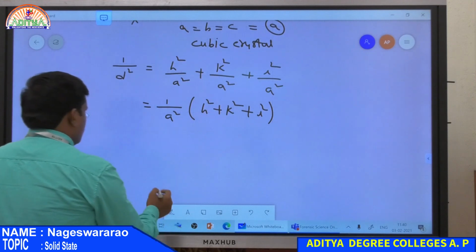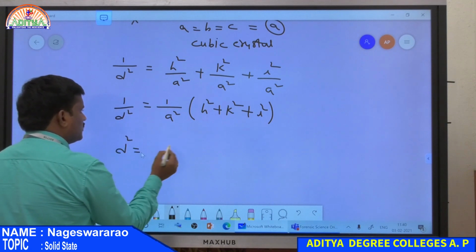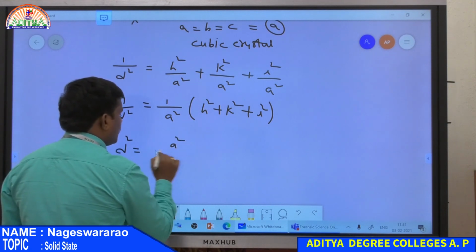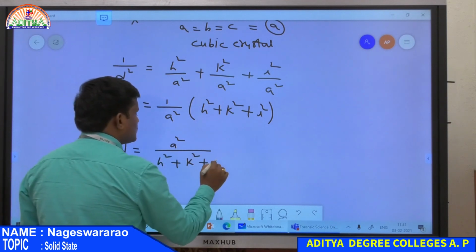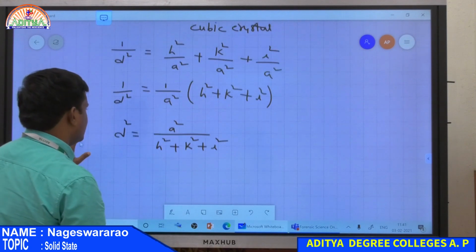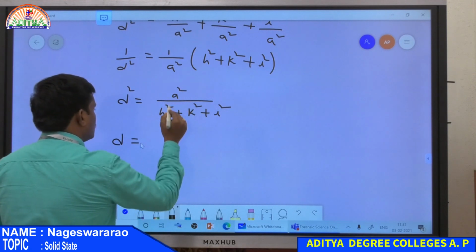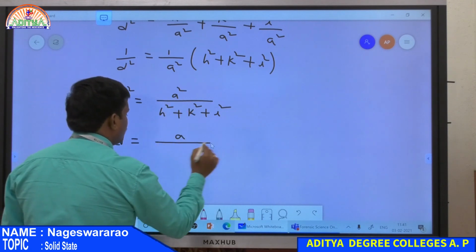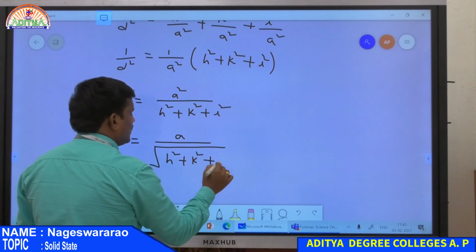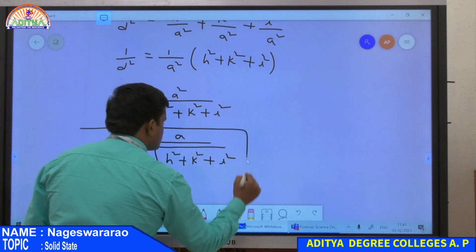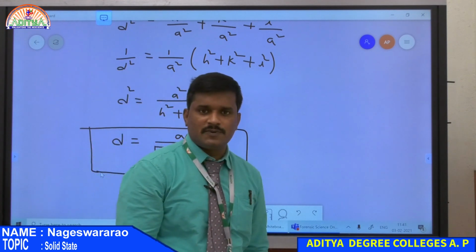So by using this formula, we finally derive the d value, that is 1 by d square, and then taking the reciprocal, d square is equal to a square divided by h square plus k square plus l square. So finally the distance d is equal to a divided by square root of h square plus k square plus l square.